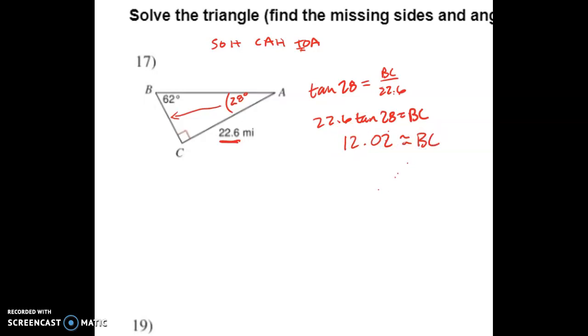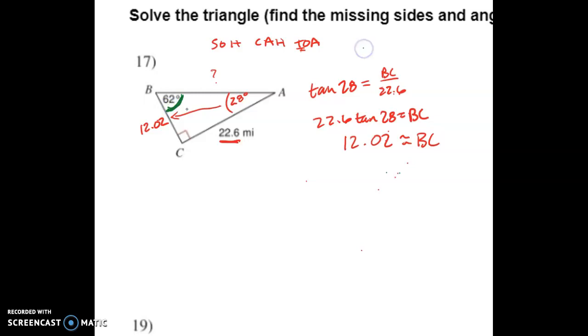Again, a couple different ways that you could do this. We just figured out that this is 12.02. We could use Pythagorean theorem to find AB, or we could use another trig function to find AB. I'm going to use a different trig function. This time we can use either one of these reference angles. We can use the 28, which would use the adjacent to the 28 and the hypotenuse, so we can use cosine. Or we can use the 62. I'm going to go ahead and use the 62.